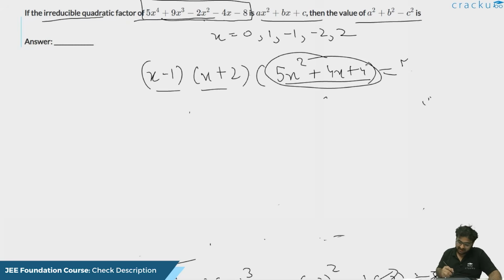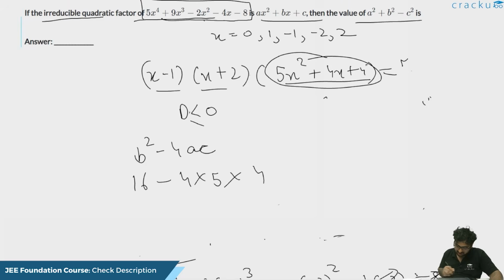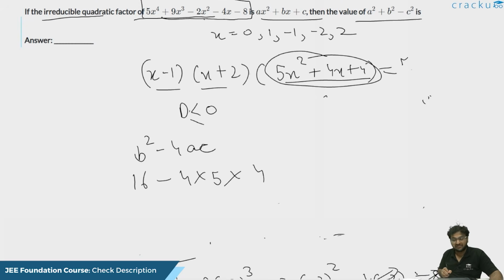We can check also. If the D is less than equal to 0, then we can say this won't be able to factorize further. So D is b square minus 4ac. What is b square? 16. Minus 4 is minus 4. A is 5 and c is 4. So 4 5s are 20, 20 4s are 80. So 16 minus 80 is equal to minus 64. As D is less than equal to 0, therefore this can't be reduced further.